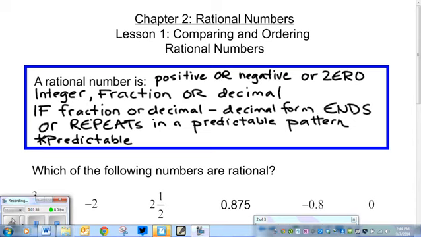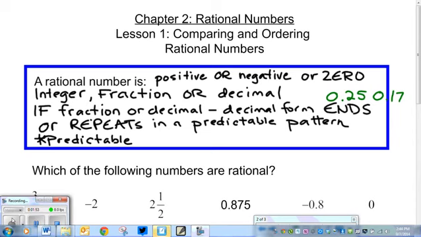So when we look at the decimal form, it's either going to end, so we would call it a terminating decimal, it's going to end. Something that would be a terminating decimal would be something like 0.25 or 0.17. These are terminating decimals.